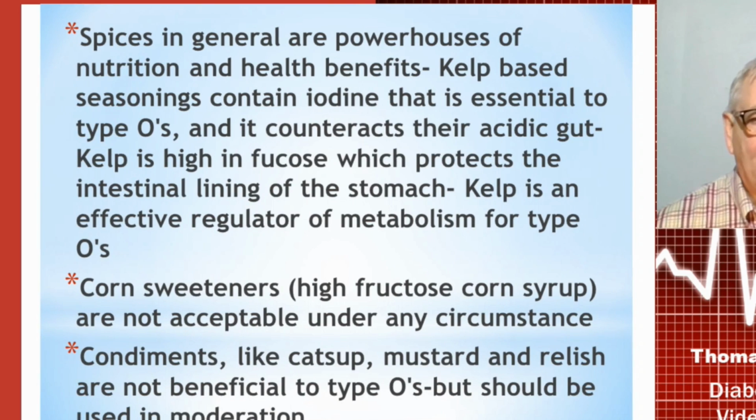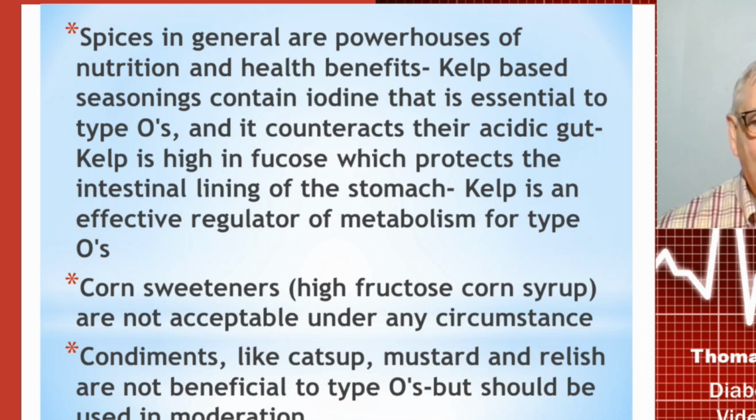So spices in general are a powerhouse of nutrition and health benefits. Kelp-based seasonings contain iodine that is essential to type O's, and it counteracts their acidic gut. Kelp is high in fucose, which protects the intestinal lining of the stomach. Kelp is also an effective regulator of metabolism for type O's, and it's also a very good source of iodine.